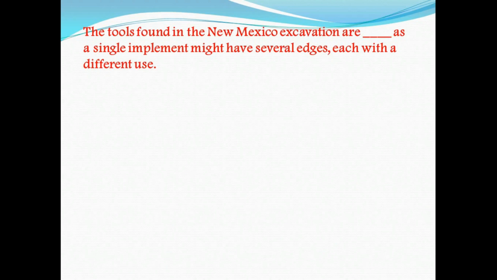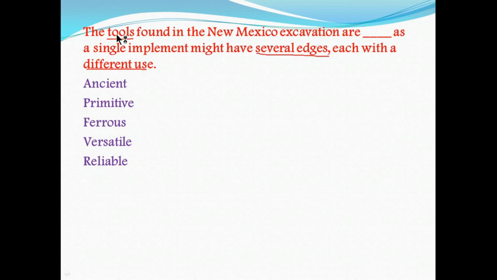For example, the tools found in New Mexico excavation are dash, as a single implement might have several edges, each with a different use. Underline the most important word here. Several edges, different use, and tool. It means that tools are having several edges and different use, so it means they must be versatile. So option D is the correct option. Versatile means having a lot of variety.